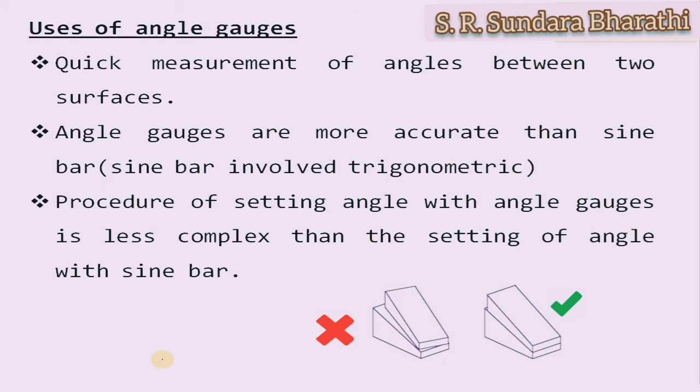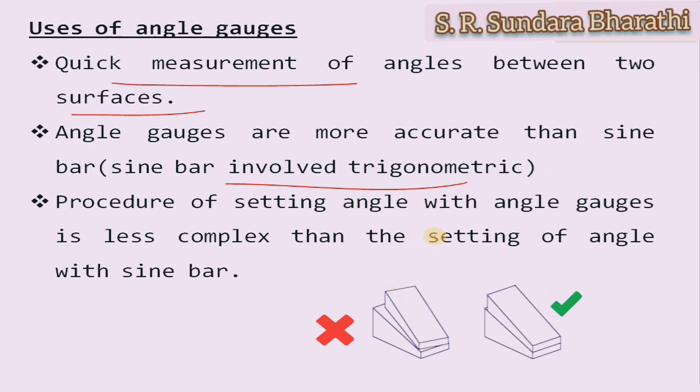Uses of angle gauges. What are they? Quick measurement of angles between two faces. So we directly measure. Angle gauges are more accurate than sine bars. We already discussed the sine bar, where we follow the trigonometric formula. This is not the case with angle gauge blocks.